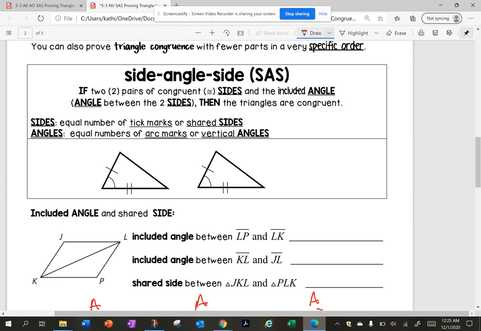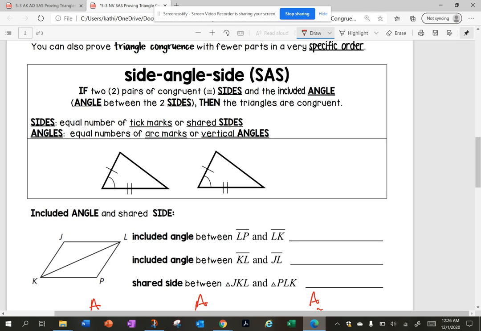So side, angle, side means I am talking about 2 pairs of congruent sides and their included angle, so that's the angle between the 2 sides, then the triangles are congruent. So I know I'm between 2 angles, and I'm looking at sides for tick marks and shared sides. And angles, I'm looking for arc marks and vertical angles. So let's take a look.